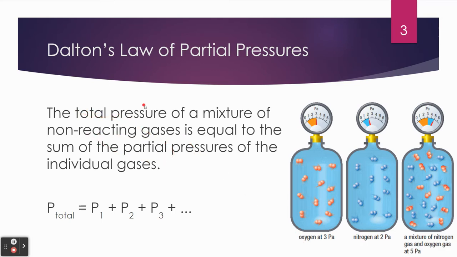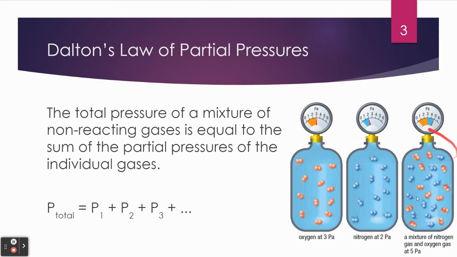We say that the total pressure of a mixture of gases that aren't reacting with each other, that are just swimming around together, is going to be equal to the sum of the partial pressures of the individual gases. What does that mean? It sounds confusing, but essentially, let's say I were to take some oxygen, its pressure is 3 pascals, and nitrogen, 2 pascals, and I were to combine those together. The oxygen provides 3 pascals of pressure, the nitrogen 2 pascals of pressure. So the total pressure of this mixture is going to be 5 pascals.